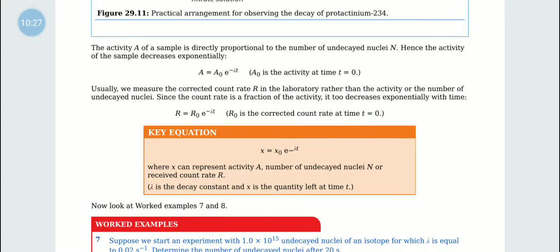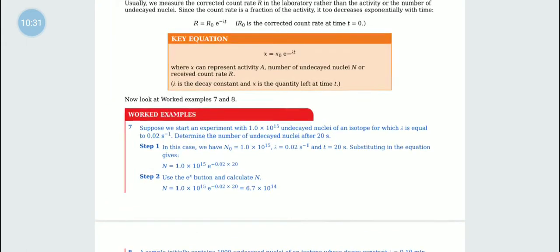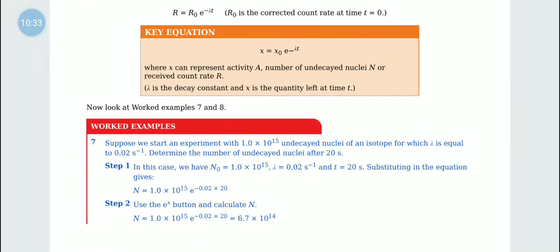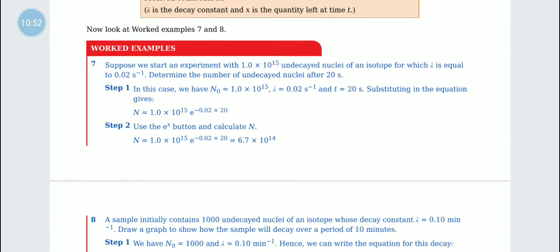So here we can take a common equation for all of them: X equals X0 e to the power negative lambda t. X can be either the activity, the number of undecayed nuclei, or the corrected count rate R. This is something that you will be able to understand through these worked examples.